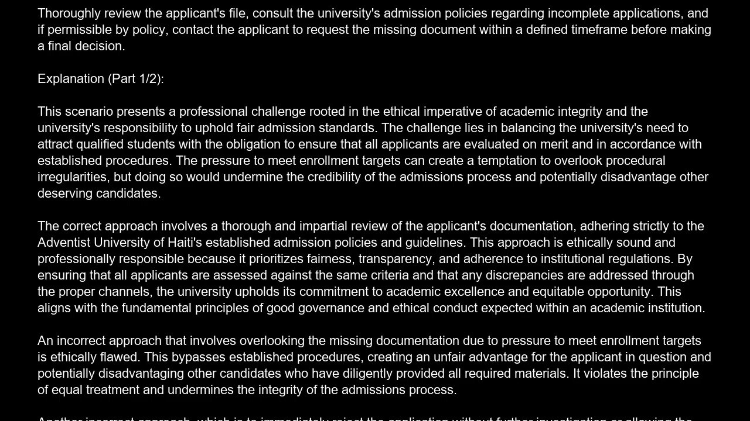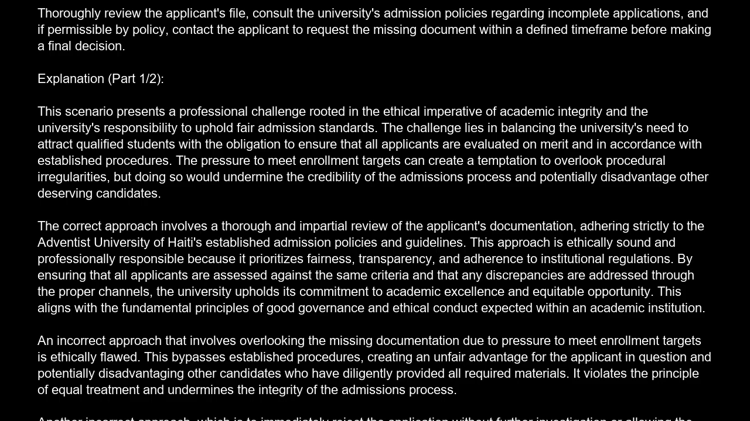Explanation. This scenario presents a professional challenge rooted in the ethical imperative of academic integrity and the university's responsibility to uphold fair admission standards. The challenge lies in balancing the university's need to attract qualified students with the obligation to ensure that all applicants are evaluated on merit and in accordance with established procedures. The pressure to meet enrollment targets can create a temptation to overlook procedural irregularities, but doing so would undermine the credibility of the admissions process and potentially disadvantage other deserving candidates.